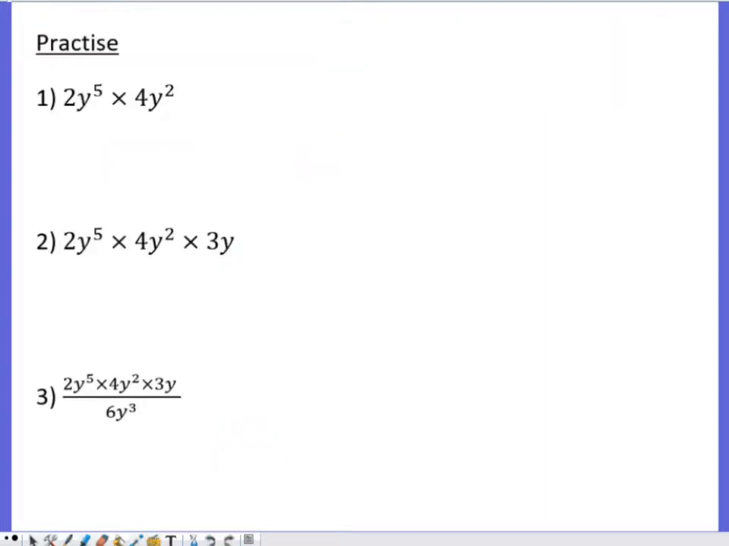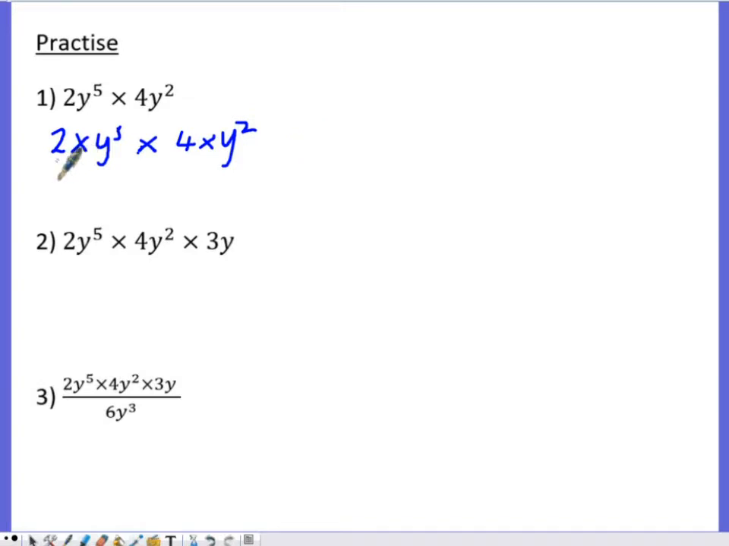Putting this into practice, we have to be careful. We need to split this up. This actually means 2 times y to the power 5 times 4 times y squared. So 2 times y to the power 5 times 4 times y squared.